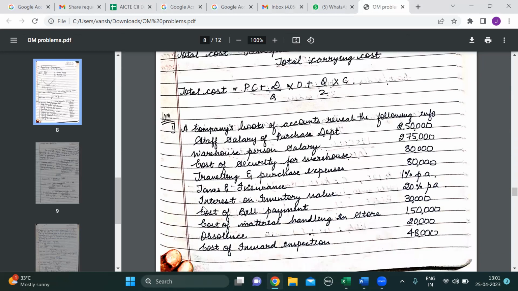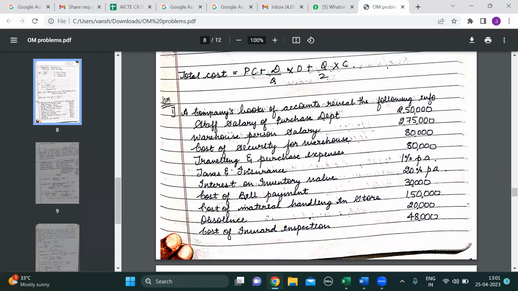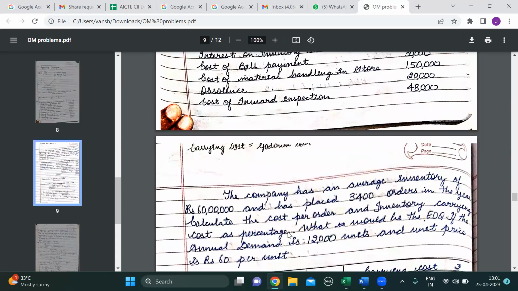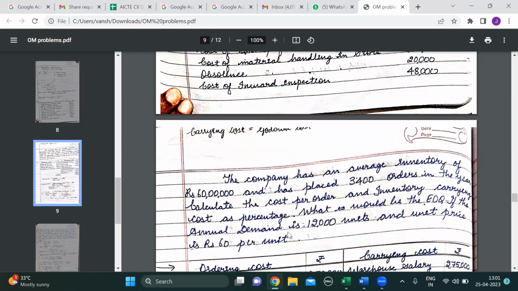So let us start with the first problem. A company's books of accounts reveal the following information. So there is staff salary of purchase department. Now these are the list of cost. What we have to do is we have to first segregate them into ordering and carrying cost.